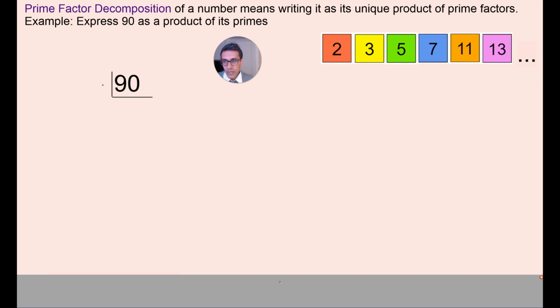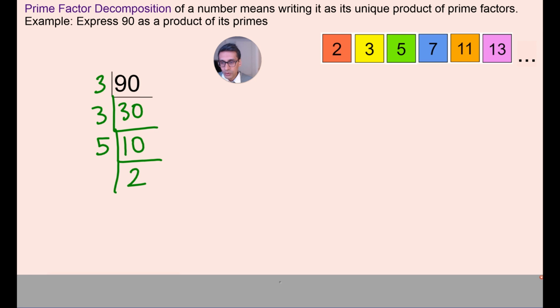We're going to divide it by... We can't choose 9. 9 is a common mistake. People think 9 is a prime number, but instead we're going to divide it by 3 to get 30. I'm going to divide it by 3 to get 10. I'm going to pick another prime number that goes into 10. It's going to be 5. I'm going to be left with 2. Divide by 2, I get 1.